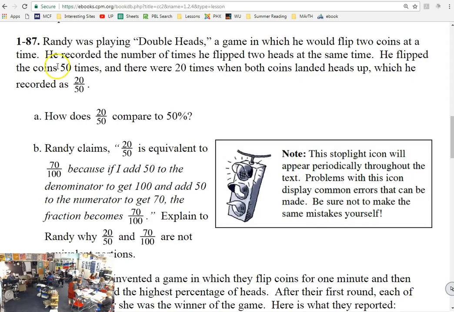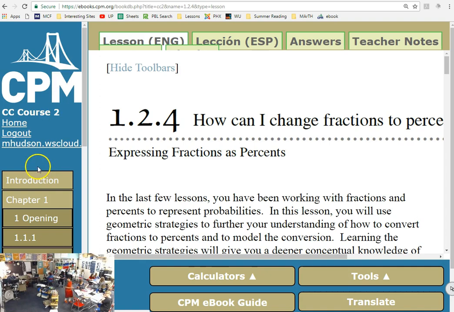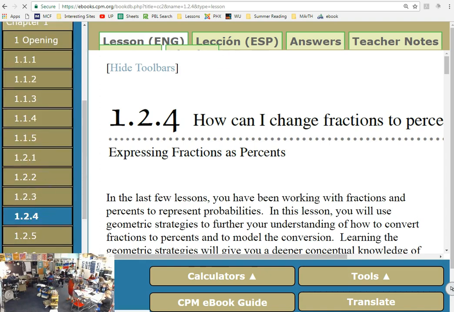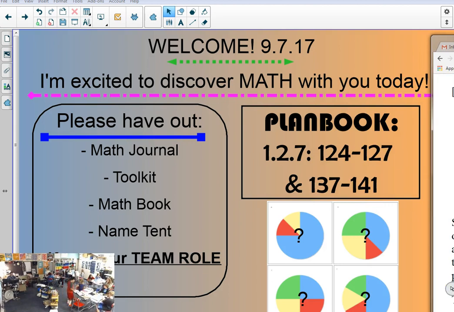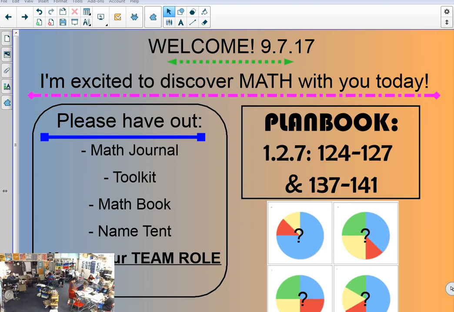Then you're going to notice we're going to 127. If we were going in order, we've done 124 today. We are skipping a few lessons.